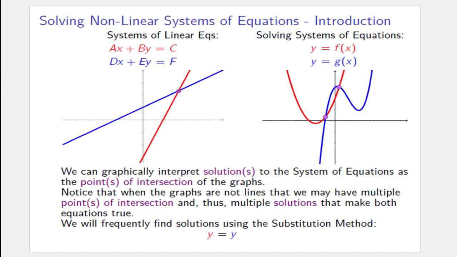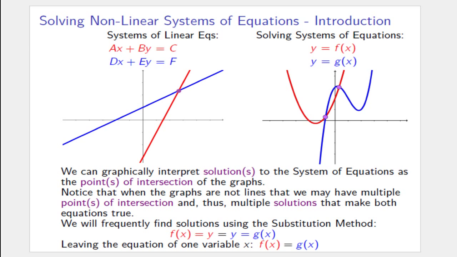Because at a shared point, the y value on the red curve is equal to the y value on the blue curve. And using the functions of the red and blue curves, we're left with an equation in just one variable x, f of x equals g of x, which we've spent all semester learning how to solve. And once we figure out the value of x, we can find the value of y by evaluating either function at that value of x, much like we did in systems of linear equations.